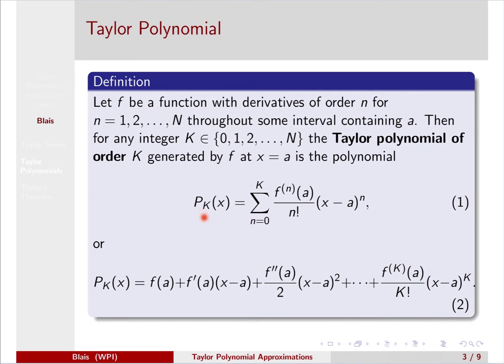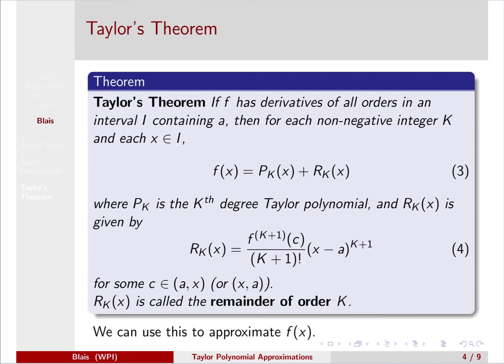So a Taylor polynomial of degree k, p_k of x, is nothing more than that same formula for a Taylor series with infinity replaced by k. So we sum up the terms, stopping at the term where you have x minus a to the power k. Now we can use these as approximations to their generating functions.